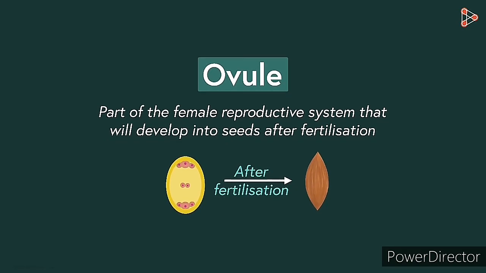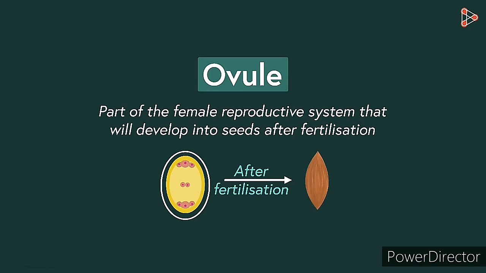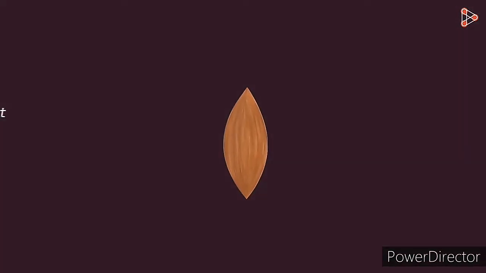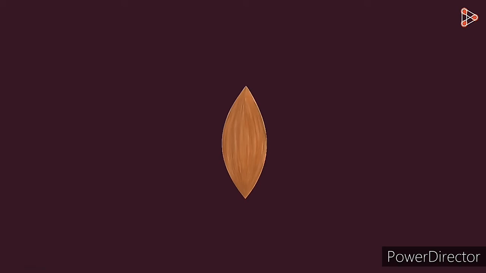Okay? The ovule forms the seed. The seed is nothing but a structure containing an embryo inside it. That is a baby plant. The baby plant is yet to develop, so it needs protection. That is why we have the seed.